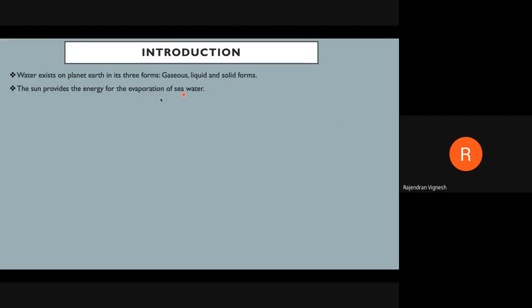Next, we spoke about one important process called evaporation, where some amount of water is getting back into the atmosphere. The sun and the other planetary forces provide the energy. That is the reason for evaporation. Here it is mentioned only as seawater, but it happens on our Earth surface also. So evaporation is also an important process.